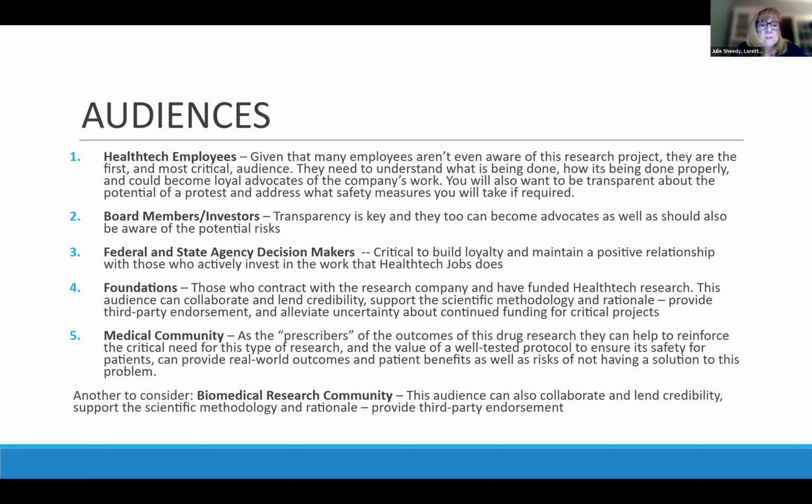They also rely on foundations. So we'd want to work with those who also help fund research projects. This audience can collaborate and lend credibility, support the scientific methodology and rationale, provide third-party endorsement, and alleviate uncertainty about continued funding for critical projects.